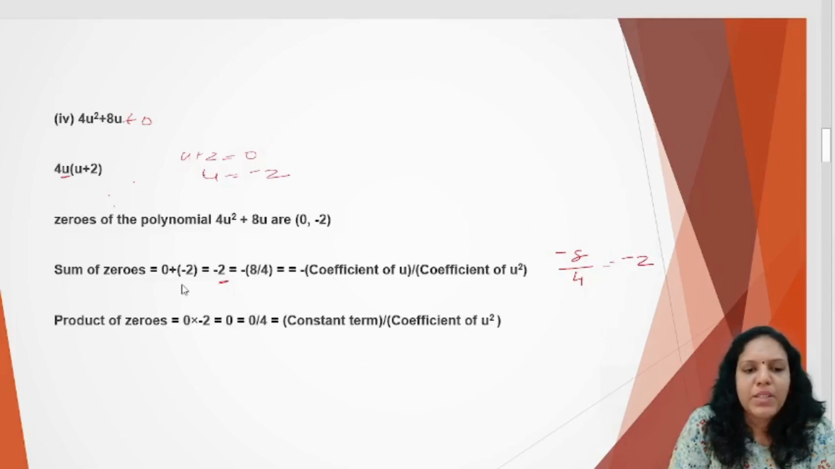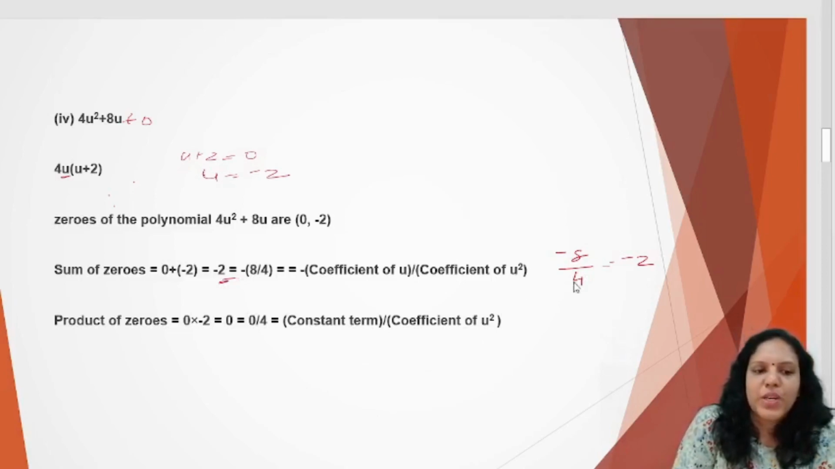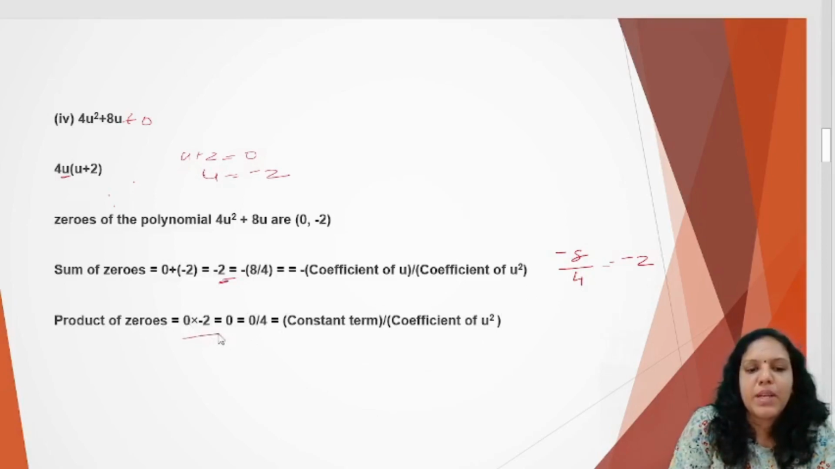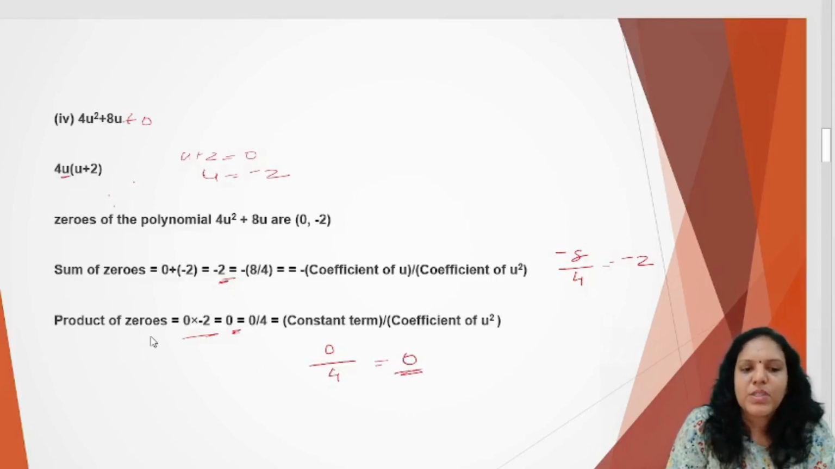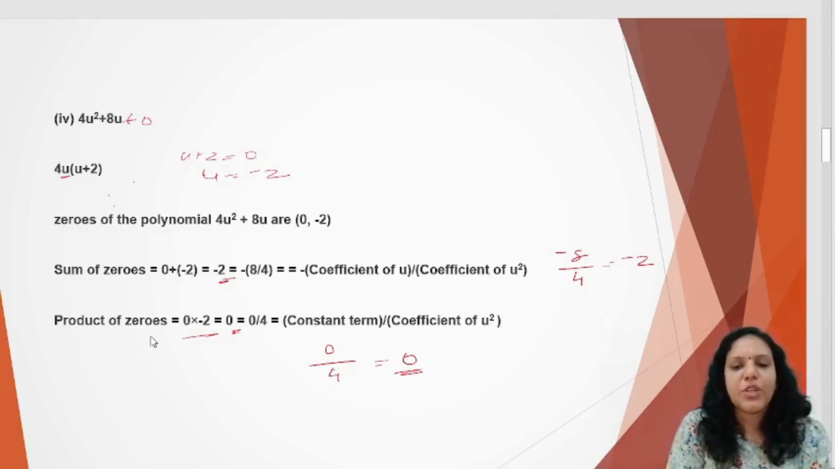So we have verified that the sum of zeros is equal to minus the coefficient of u divided by the coefficient of u squared. The second relationship, the product of zeros, is 0 multiplied by minus 2, equal to 0. The same way, it equals the constant term divided by the coefficient of u squared. We don't have a constant term, so assuming it as 0, 0 divided by 4 will also give you 0. So this is also verified.